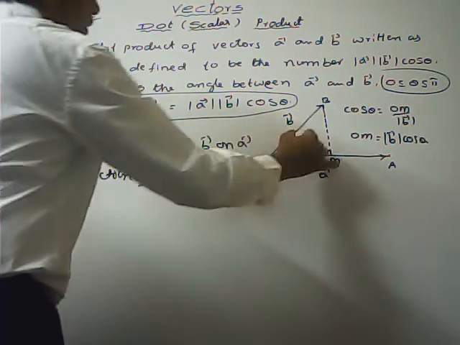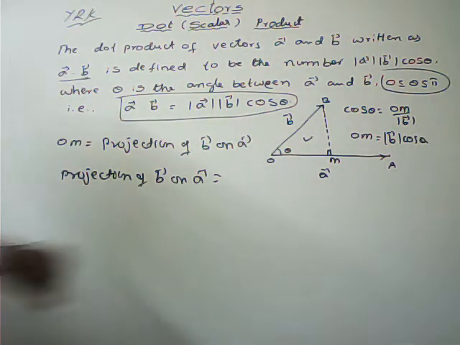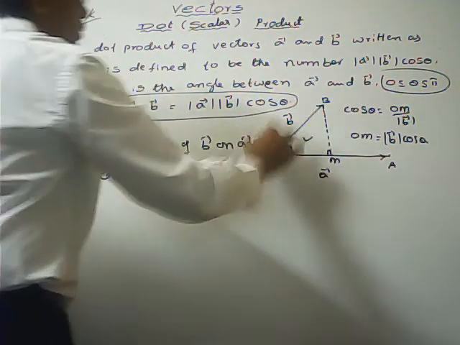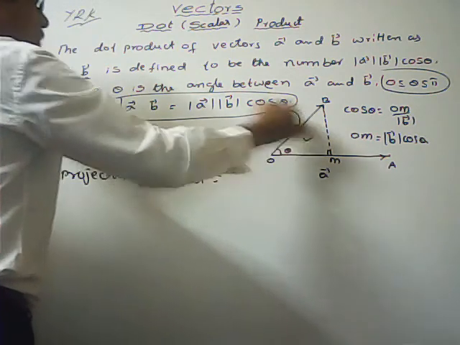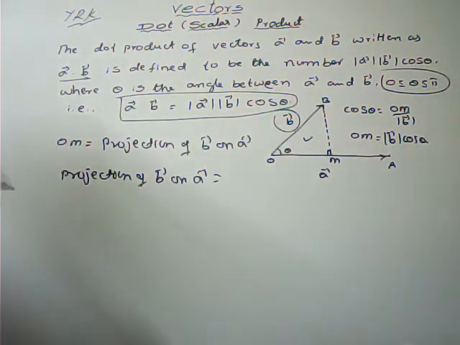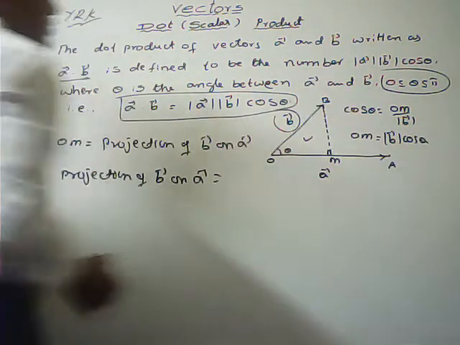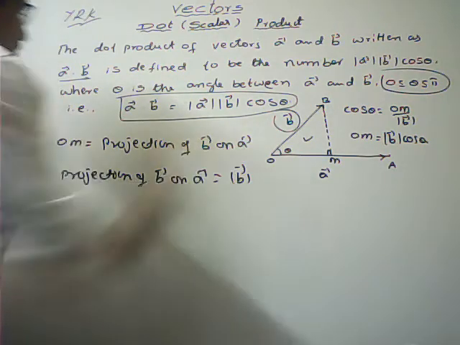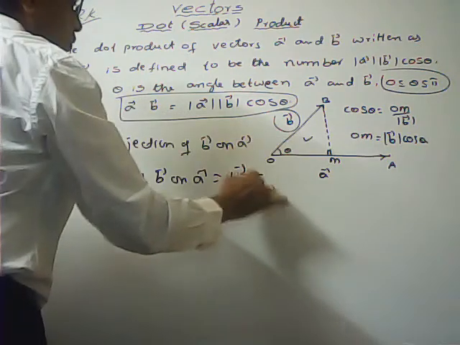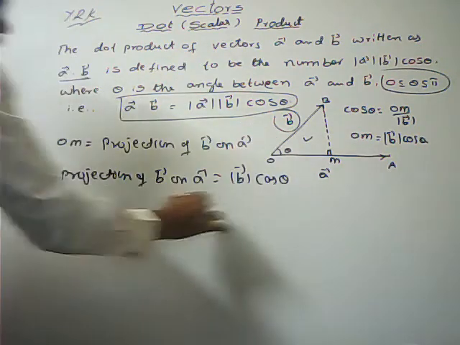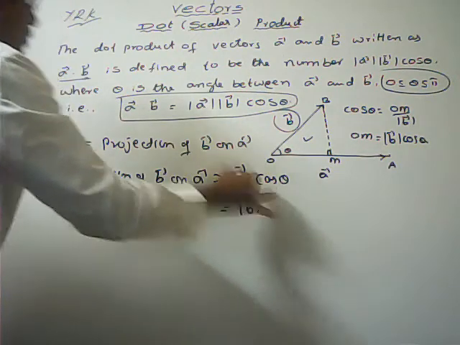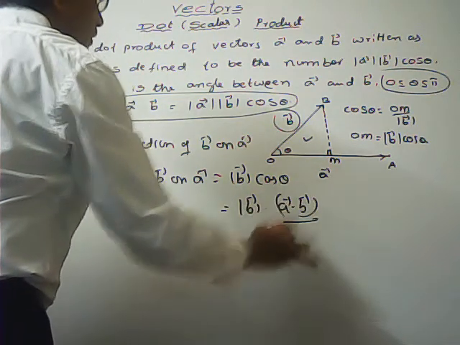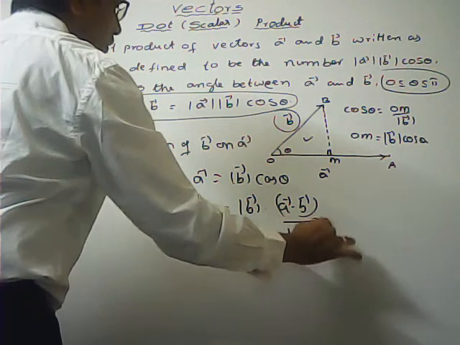In this triangle, if I apply cos theta is equal to adjacent side by hypotenuse, the adjacent side is OM, and the hypotenuse is the vector B bar, whose length is modulus of B bar. So cos theta is equal to OM by modulus of B bar. Here OM is equal to modulus of B bar into cos theta, and cos theta is a bar dot B bar upon modulus of A bar into modulus of B bar.